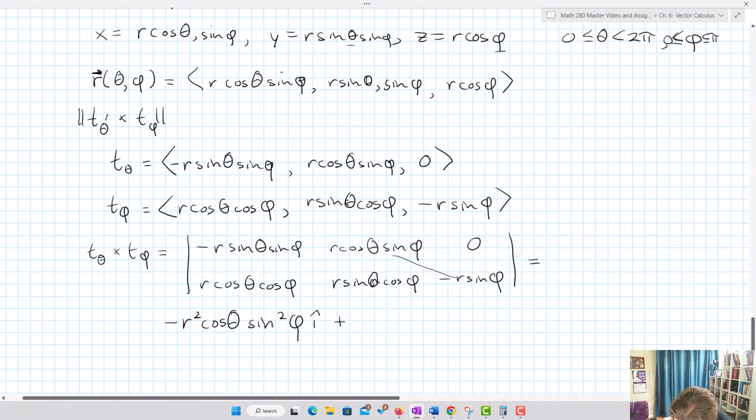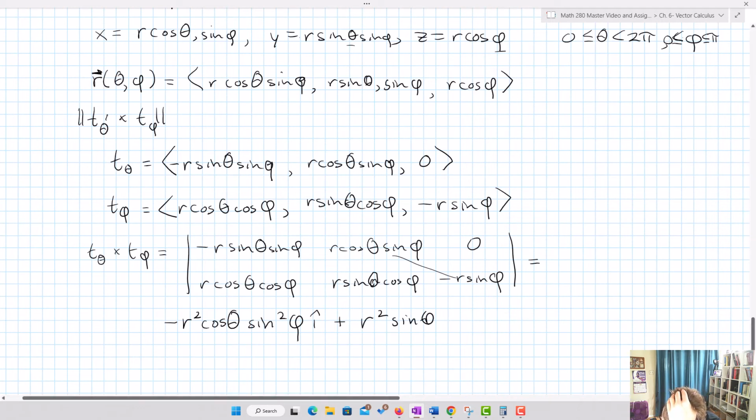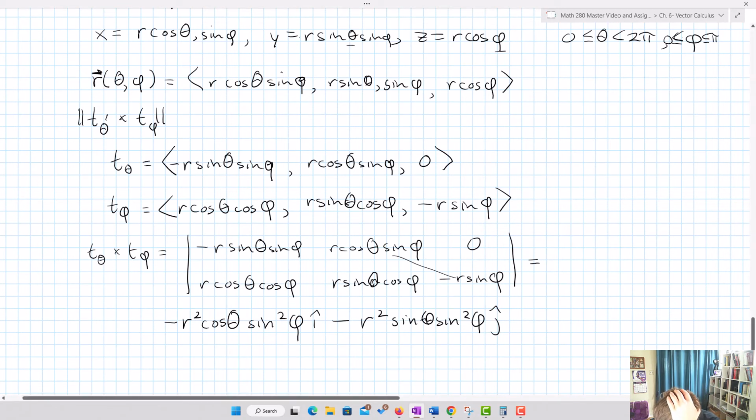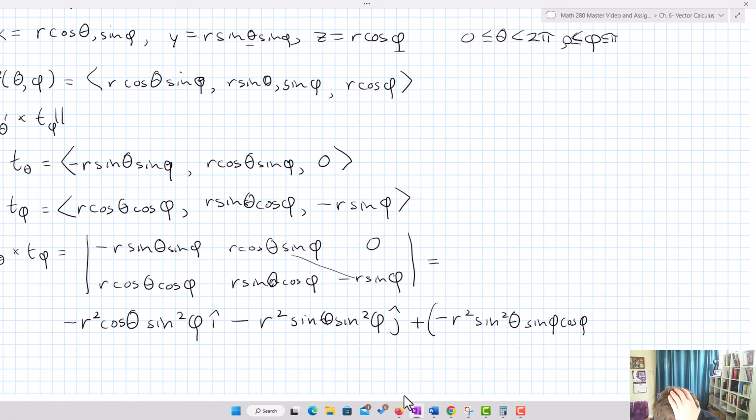i plus, we'll get r squared sine theta sine squared phi j. Pardon me, that should be a minus. Minus r squared sine theta sine squared phi j, plus, and then negative r squared sine squared theta sine phi cosine phi minus r squared cosine squared theta sine phi cosine phi.